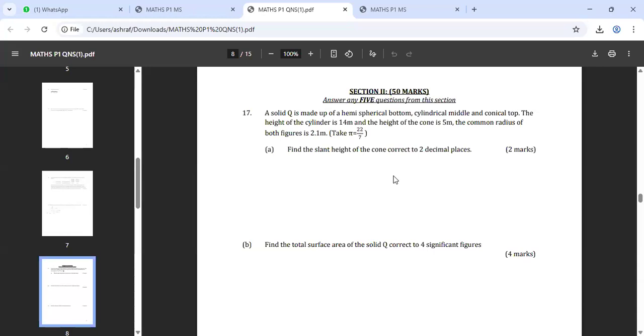So we're given a solid made up of a hemispherical bottom, cylindrical middle, and a conical top. We're given the height of the cylinder to be 14 and that of the cone to be 5 meters. Then the common radius is 2.1. So we are to calculate the slant height. Find the slant height of the cone.